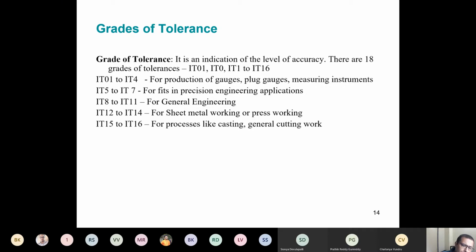Any limit will have one letter like A, B, C, and after that there will be a digit, 1, 2, 3, 4. So this basically defines the fundamental deviation. It will be P6, G7, H8 like that. So there will be a combination.